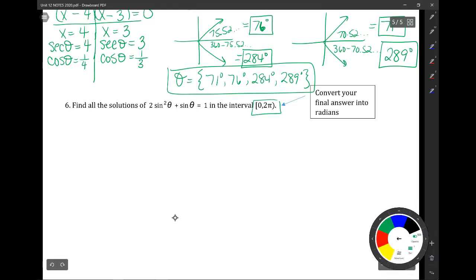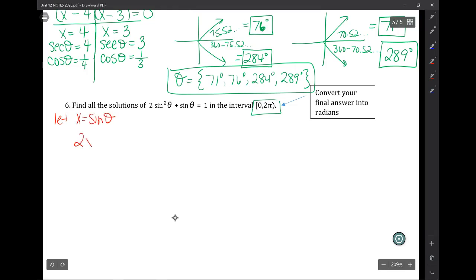Let me turn my color to maybe red this time. So let's let x represent sine of theta. So that means we have 2x squared plus x is equal to 1. Again, we have a quadratic on our hands, so let's get it equal to 0. And it appears that because we have a coefficient of 2 in front of the x squared, we have to use triangle method. So let's find our magic number, which is -2.